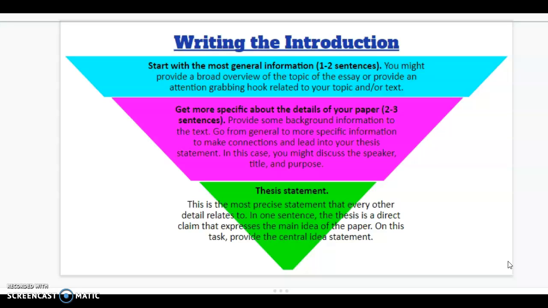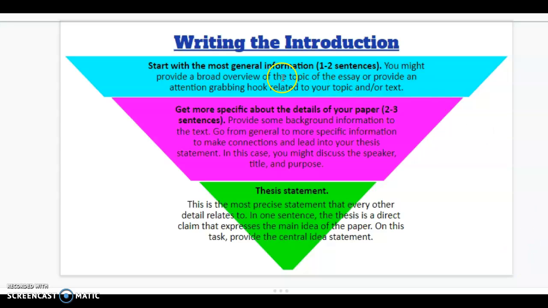So your thesis is the direct claim that expresses the main idea of your paper. In this case, your thesis will also be the central idea of Amanda Gorman's poem, The Hill We Climb. So as I said, on this task you'll provide the central idea statement as your thesis. And I'll show you how I did that naturally in my example on the next slide.